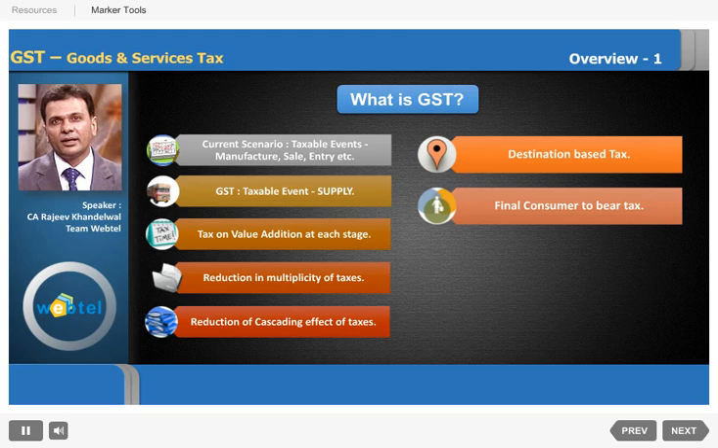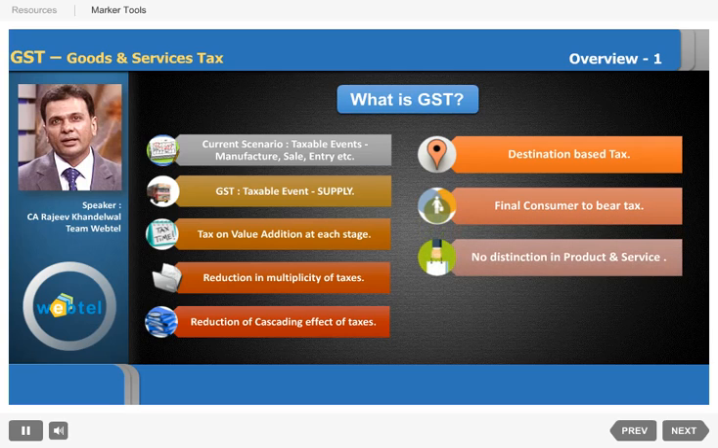And another good thing is that there will be no distinction between goods and services for levy of tax. Basically, as of now, in the pre-GST regime, you are aware that there are many issues relating to some of the products and services at least. We can take the example of a software product. A software is considered as goods. It is also considered as services. So excise duty is levied, sometimes service tax is levied, VAT is levied. So there is a lot of confusion, and many litigations are there in courts. So that is a problem.